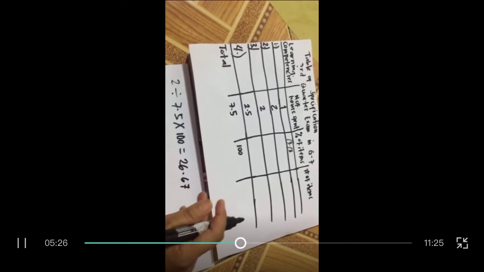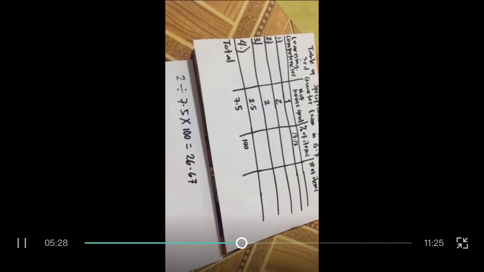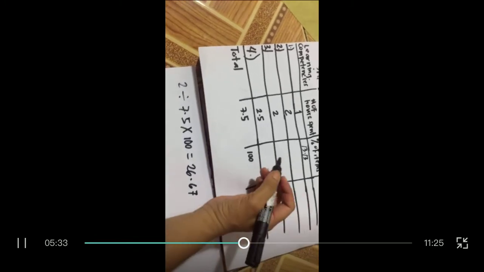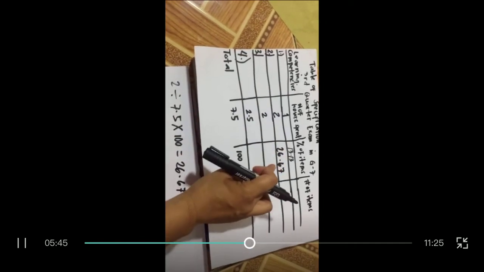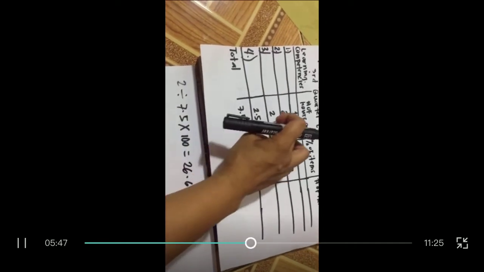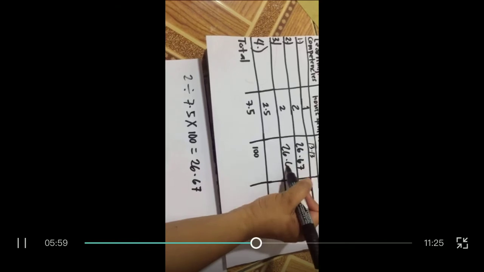So the percent of items is 26.67, and we put 26.67 here. Learning competency 3 is the same, so we must put 26.67 also here, because it has the same number of hours spent.